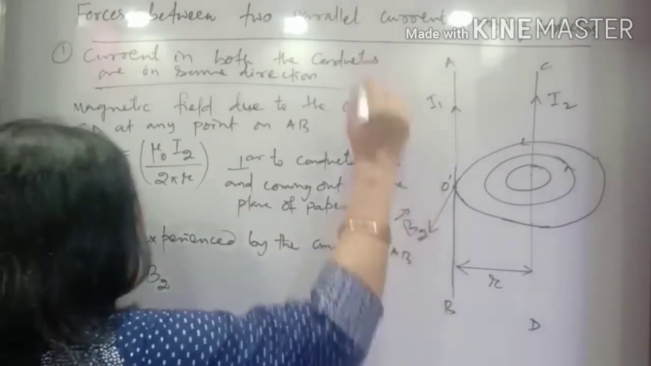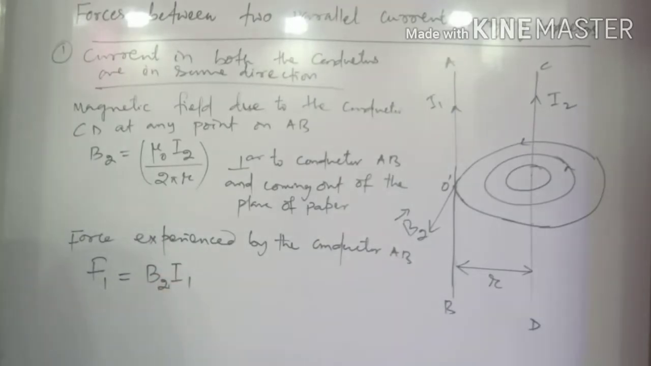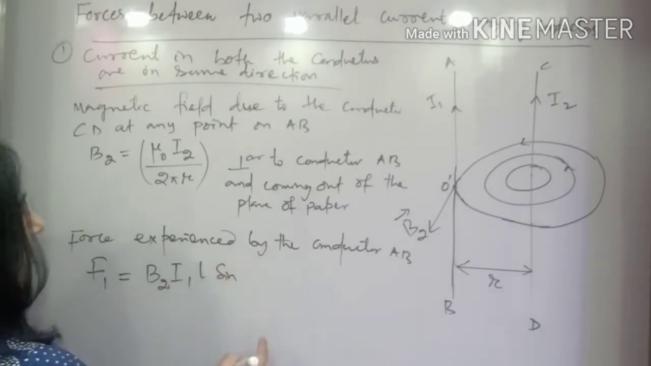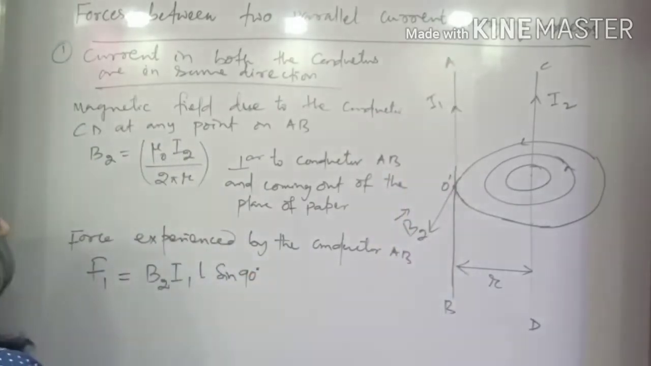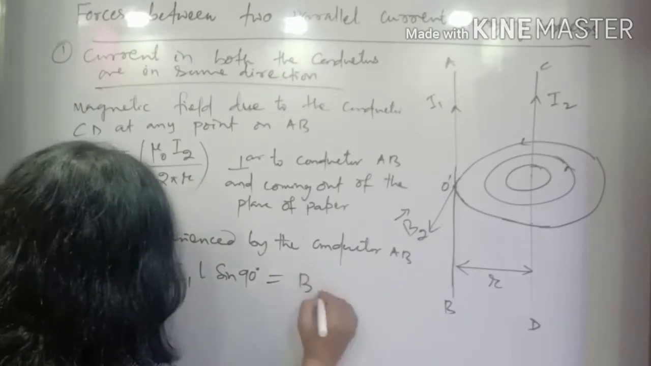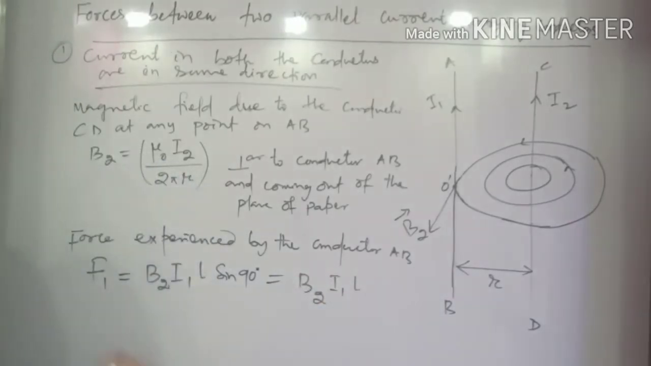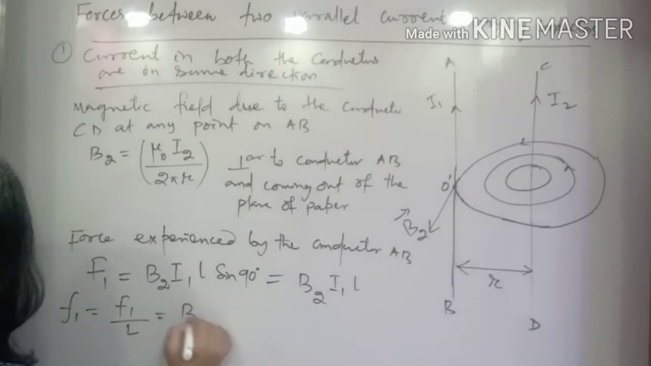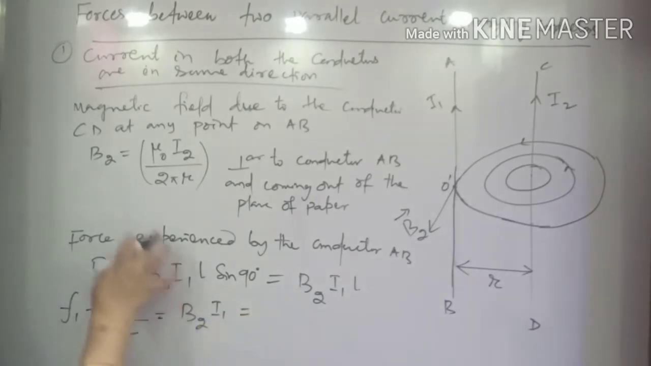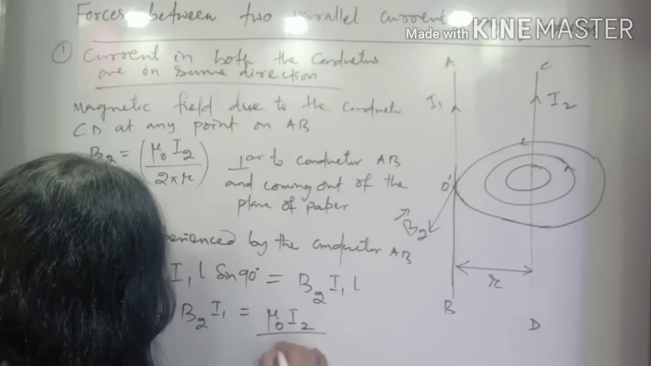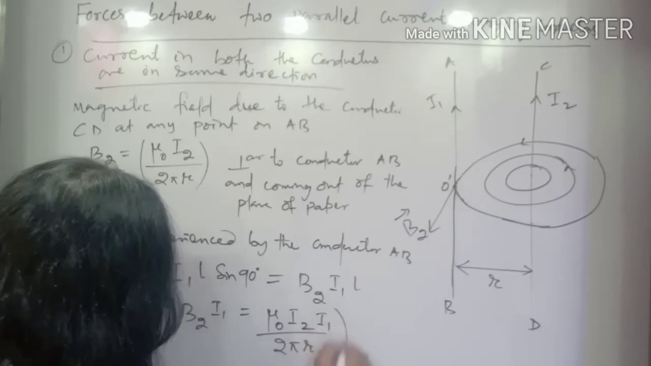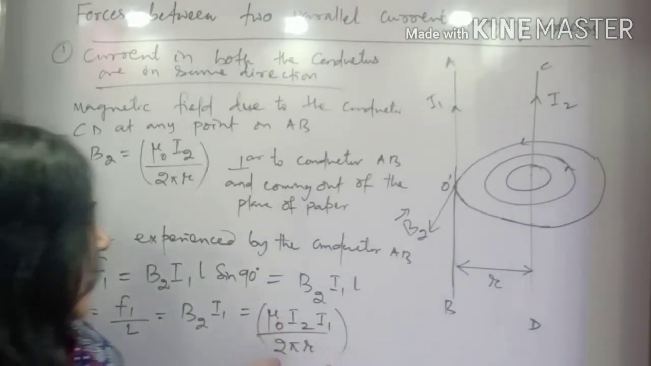I is the current flowing through the conductor AB, which is I1. And L is the length of the conductor AB, into sine 90 degrees, because the magnetic field and the length of the conductor make an angle of 90 degrees. Since sine 90 is 1, this becomes B2 I1 L. If I find small f1, the force per unit length, this will be equal to B2 I1. Substituting B2's expression, this is mu naught I2 divided by 2 pi r, into I1. So this is mu naught I1 I2 by 2 pi r.